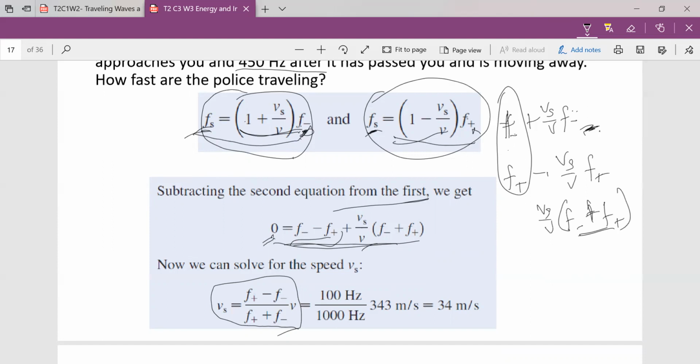Fs, when it's 450 minus 550, will give you 100. Then when you add 450 plus 550, you have 1000. Then V, which is the speed of the wave, is a constant, 343 meters per second. Multiplying directly will give the value to be 34 meters per second, and that is the speed of the source. That's how fast the police are traveling. They are the source. Okay.